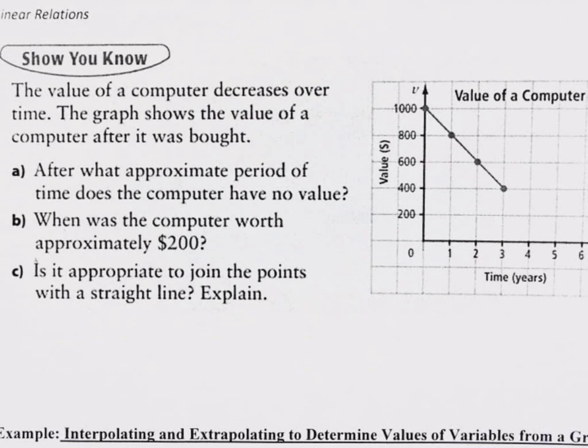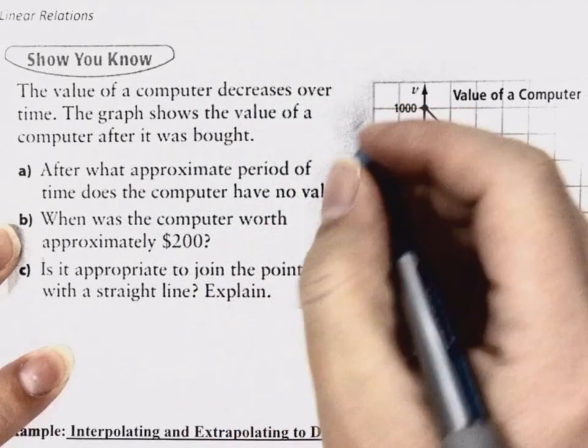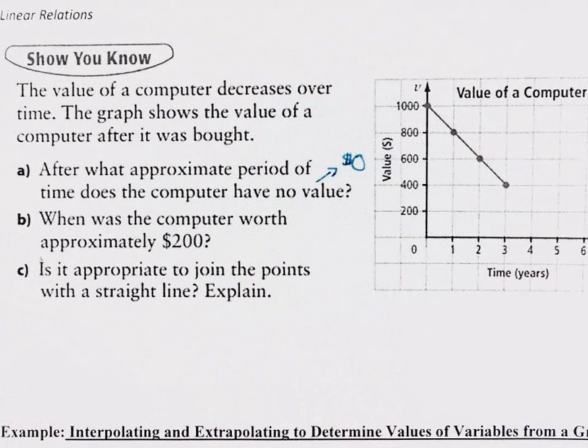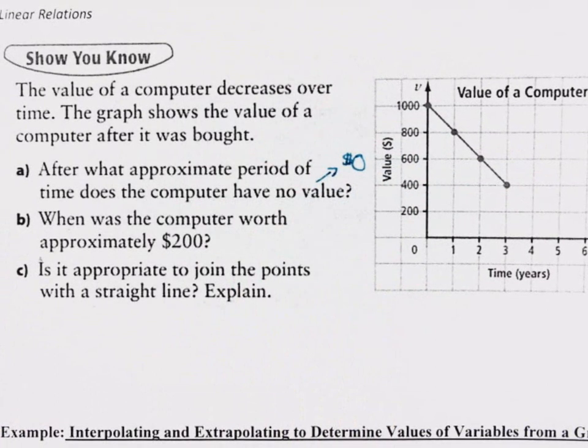After what approximate period of time does the computer have no value? It's worth $0. So no value. It's worth nothing. I got an old first generation iPhone SE at my house. If I tried to sell it on Thompson Buy-Sell Trade, how much do you think I'd get for it? Probably nothing. It's probably not worth very much. It's not the second generation SE. It's like the very first. It's like little tiny. It's got a crappy camera in it.